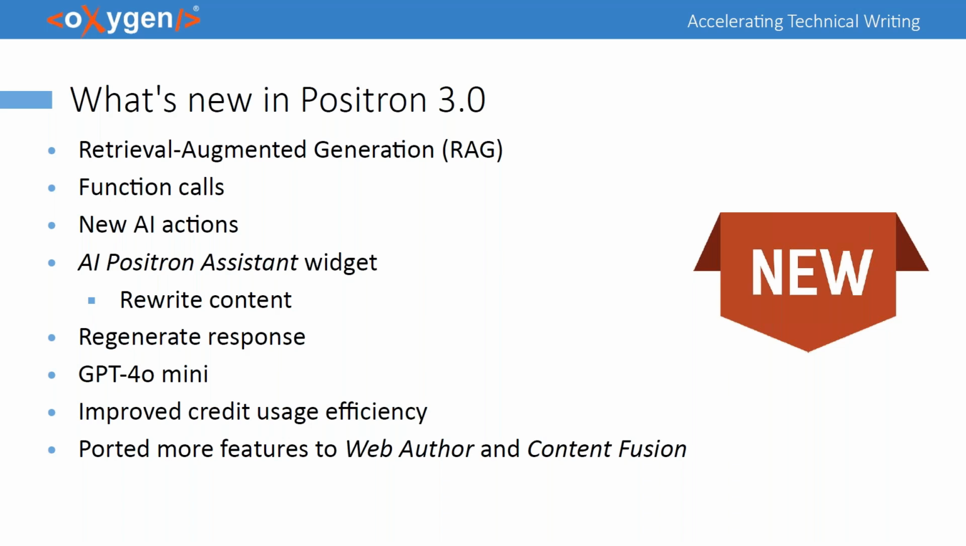We also improved the credit usage efficiency. That means you can do more with your credits. You can process more content with your credits using an AI service, using OpenAI actually. And finally, we also ported more features from the standalone version of Positron. Actually, the Positron add-on for the standalone version of Oxygen. We ported more features from there to the web author and content fusion.